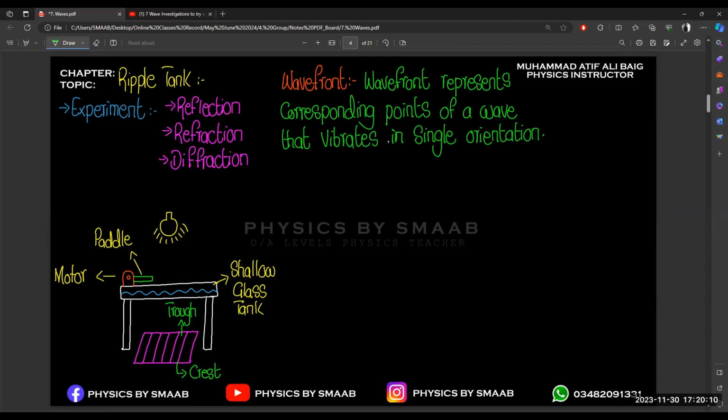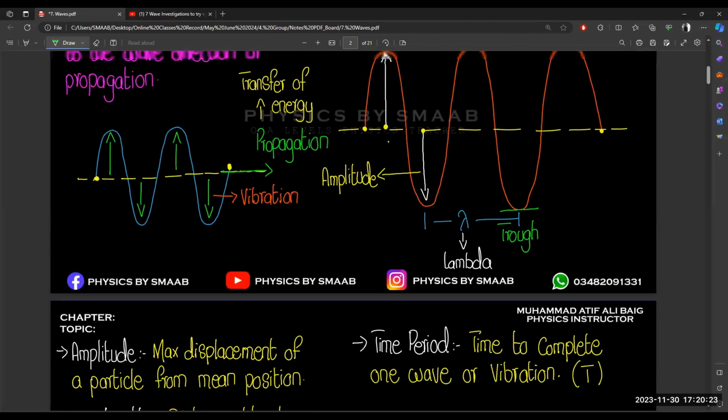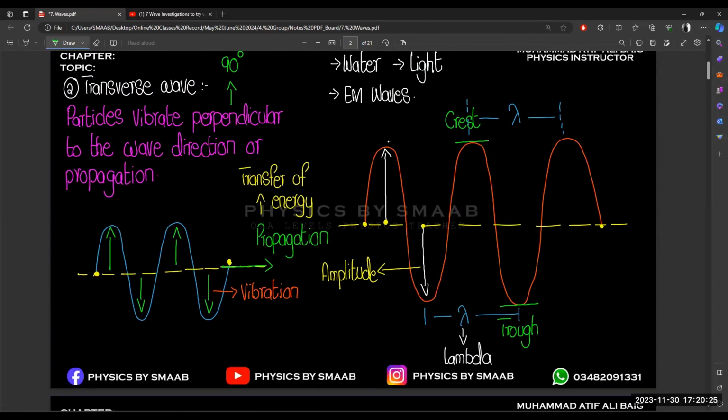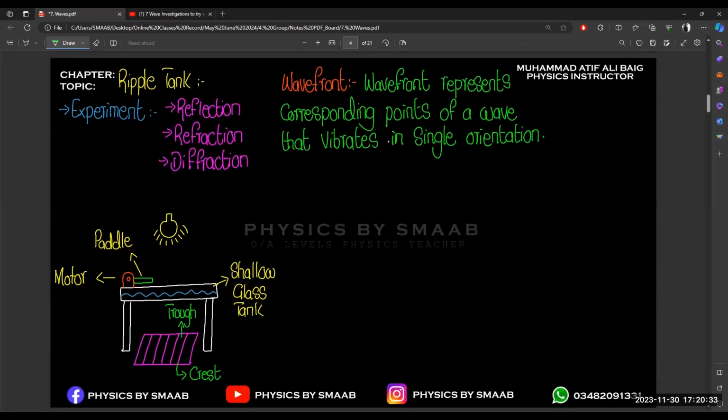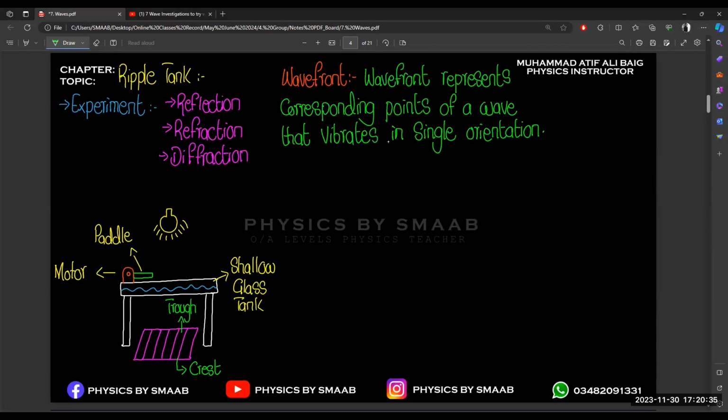Any confusion? No, sir. So you always get in your paper the wavefront form in a single line. You will not get a 3D wave diagram unless they ask a question related to the components of the wave. Then they will give you the diagram like this. Otherwise, we draw a straight line if we are not talking about the components, if we are talking about something else. So this is the concept of wavefront from the ripple tank.